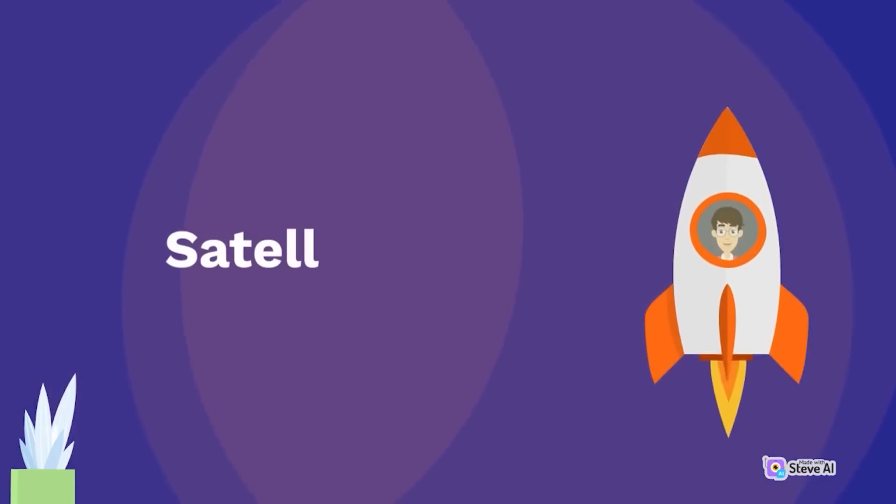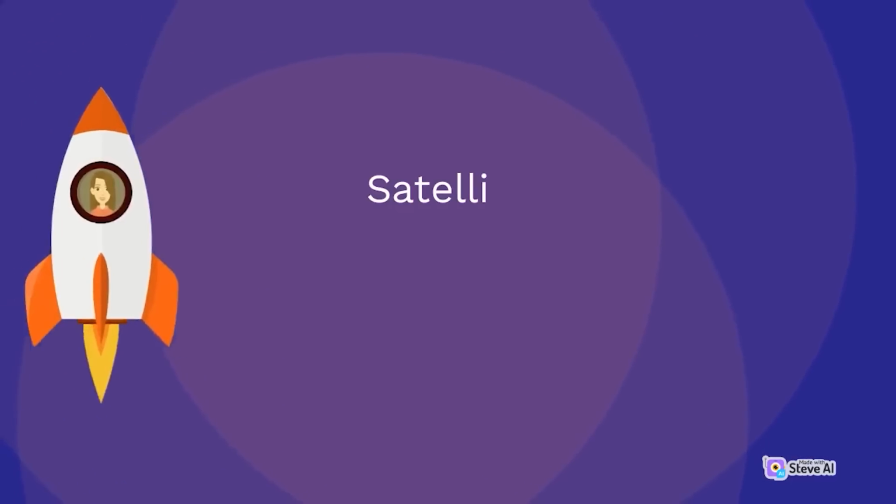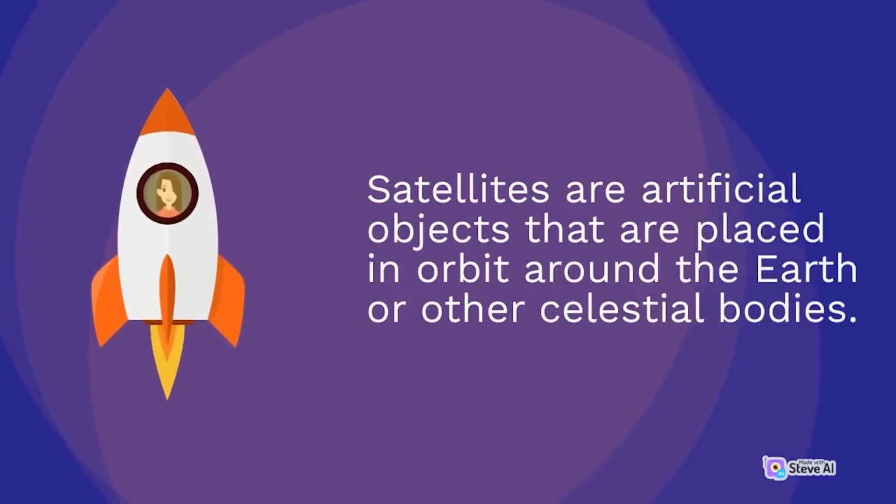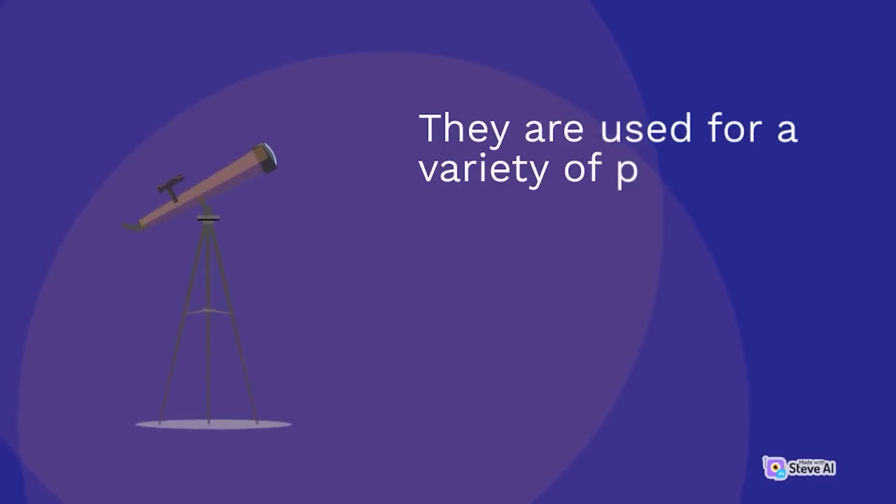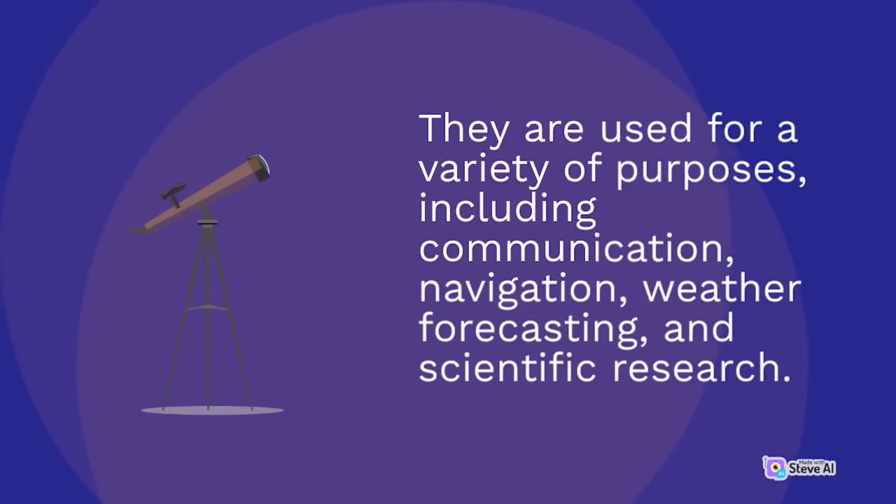Satellite. Satellites are artificial objects that are placed in orbit around the Earth or other celestial bodies. They are used for a variety of purposes, including communication, navigation, weather forecasting, and scientific research.